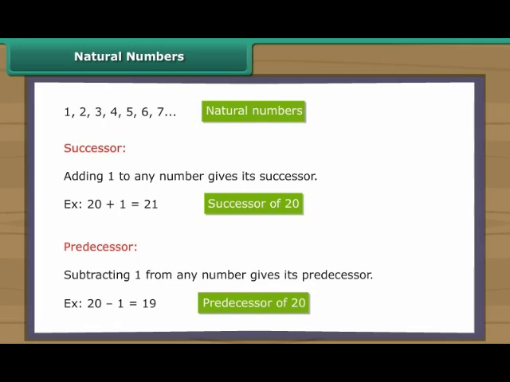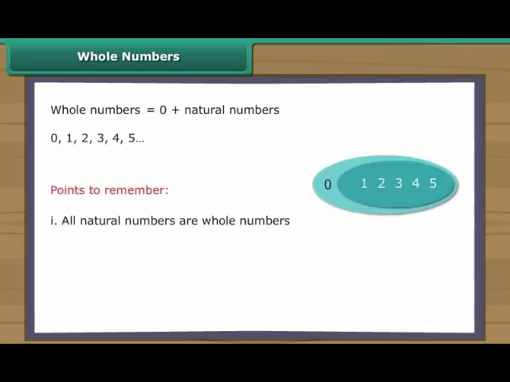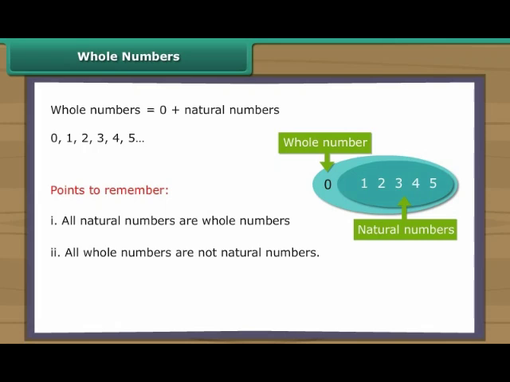Interesting question. What is the largest natural number? Whole numbers. Whole numbers include 0 and all the natural numbers. Points to remember. 1. All natural numbers are whole numbers. 2. All whole numbers are not natural numbers. 3. There is no largest whole number.